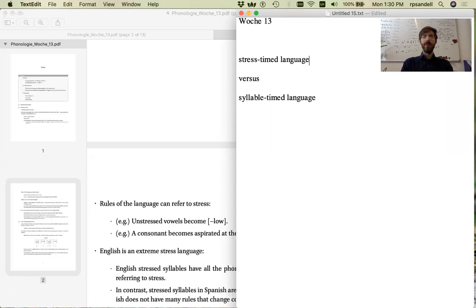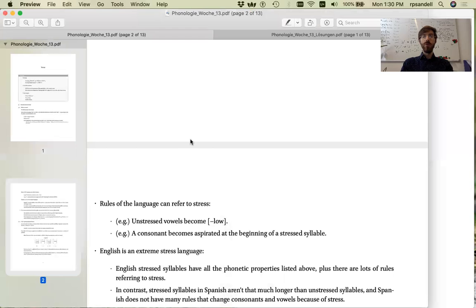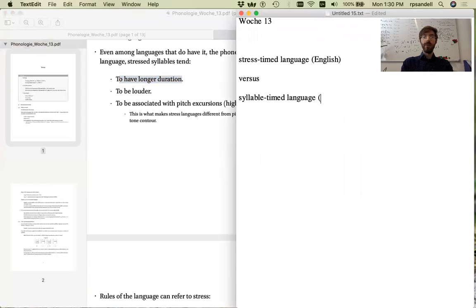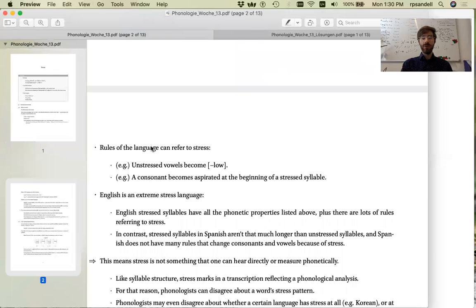And in stress timed languages, it's typically like English. It's typically the case that we do find that these stressed syllables have perceptibly longer duration, measurably longer duration, whereas in syllable-timed languages like Spanish, each syllable, regardless of which syllable is to be considered stressed or not, they're more or less all of the same duration.